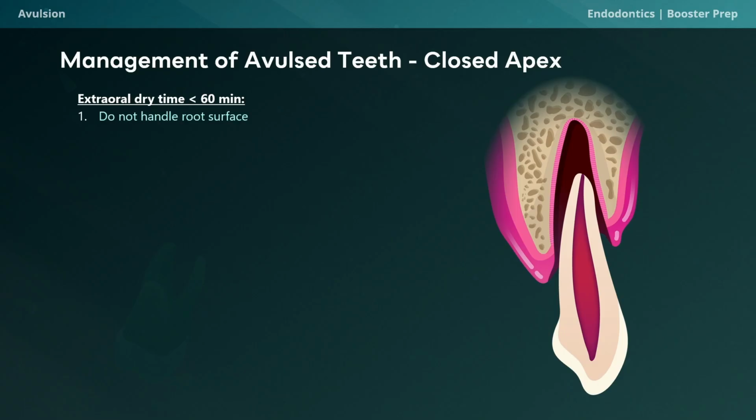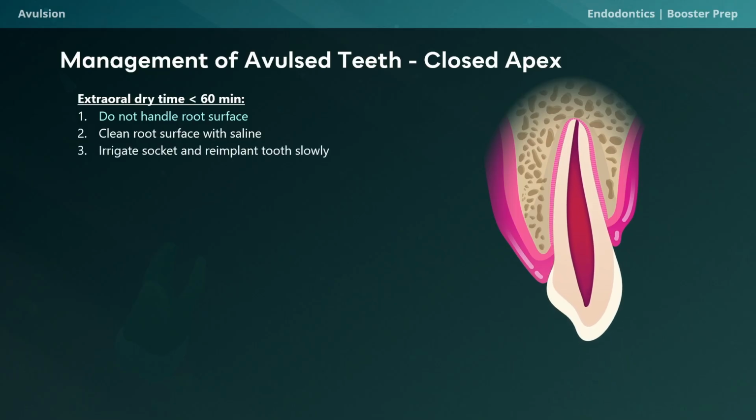First, it's important to avoid handling the root surface, but it should be rinsed with saline, and any coagulum in the socket should be removed before reimplanting the tooth slowly. Once in place, the tooth is stabilized with a flexible splint for about 7 to 10 days or 2 weeks, and systemic antibiotics, such as penicillin or doxycycline, should be administered.